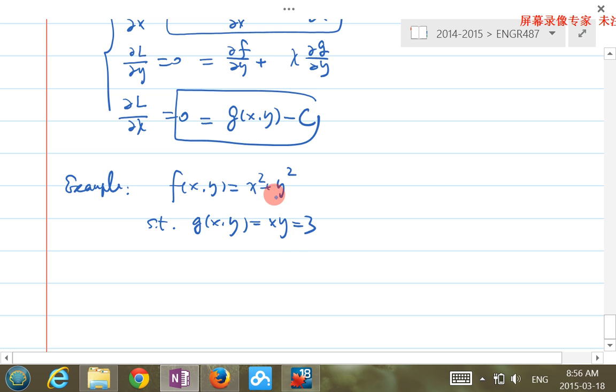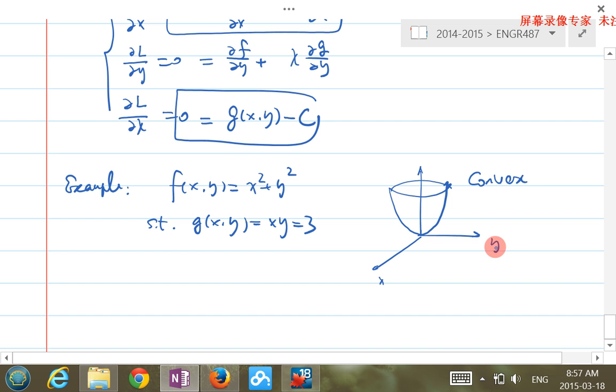For this function, as I just drew, this is a paraboloid function. So this function definitely has a local min. This is what we call a convex function. When you have this kind of convex function, there's basically a minimum there. So what is xy equal to 3 then?